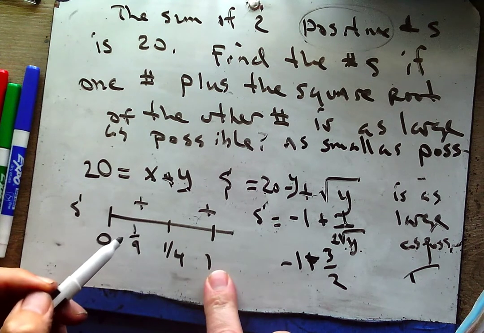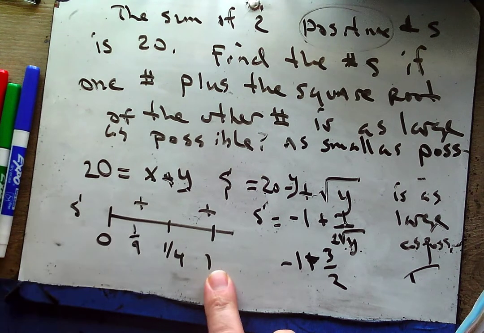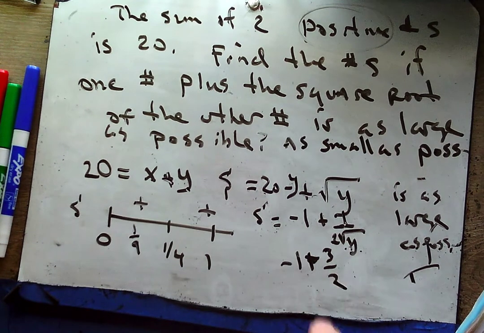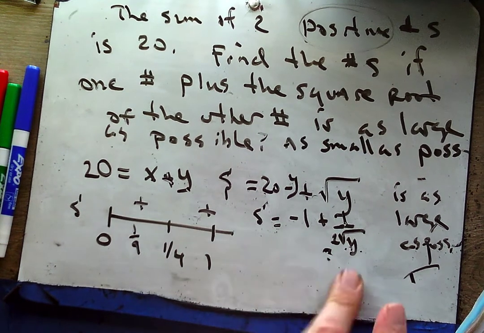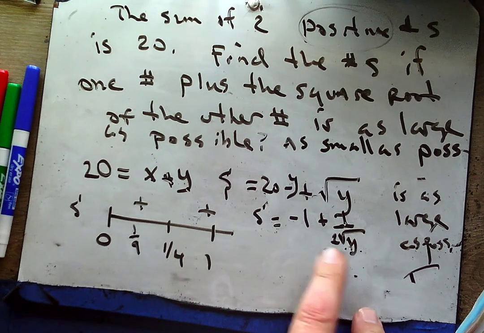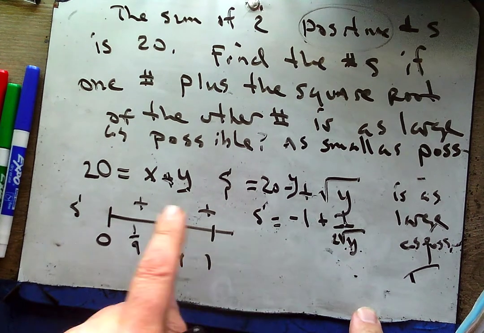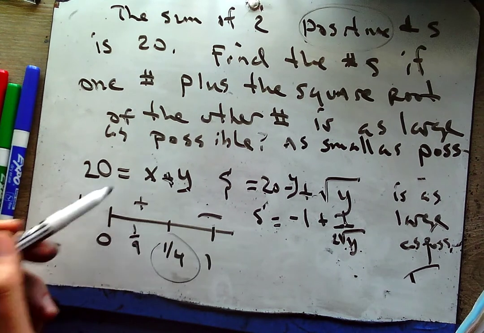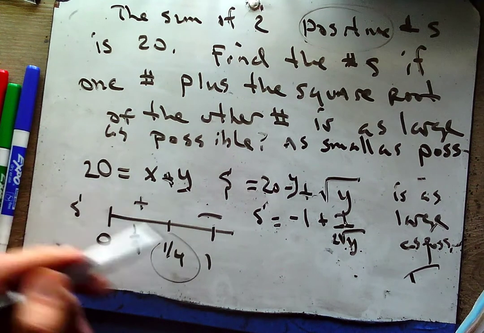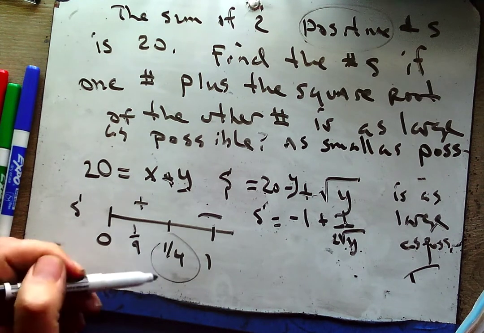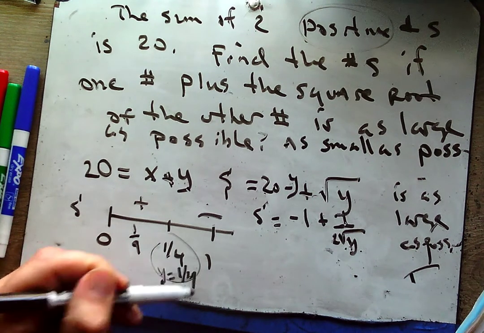Did I get a positive over here? Oh, let's check again. I plugged in a 1. Oh no, I got a minus there. Yeah, I got a minus there because I plugged in a 1 here. Square root of 1 is 1. 1 times 2 is 2. 1 over 2 is 1/2. Minus 1 plus 1/2, that is negative. Okay, and so I see, oh, maximum. Nice. So maximum occurs when y equals 1/4.